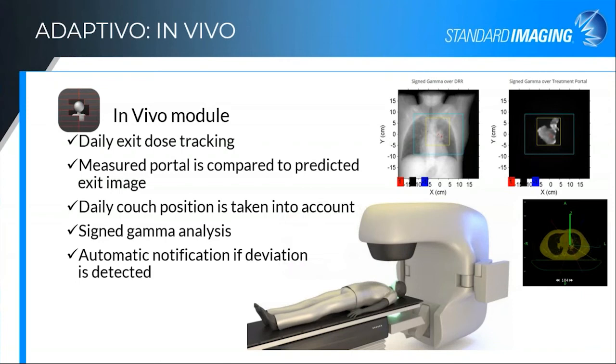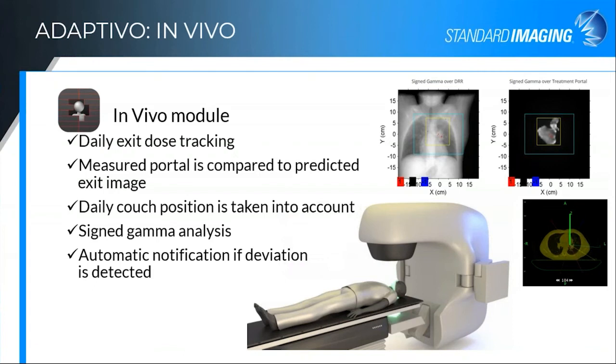We also allow you to take the daily couch position into account, so that if there's an attenuation change due to, say, a couch rail that's in the way on some of those older couches, if you don't have IGRT couches yet, that we can account for that in our prediction, and let you know that was the reason behind potentially a failing image. Again, I mentioned, I guess, the signed gamma analysis.